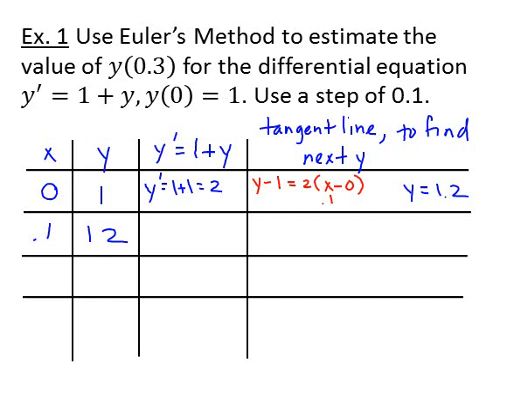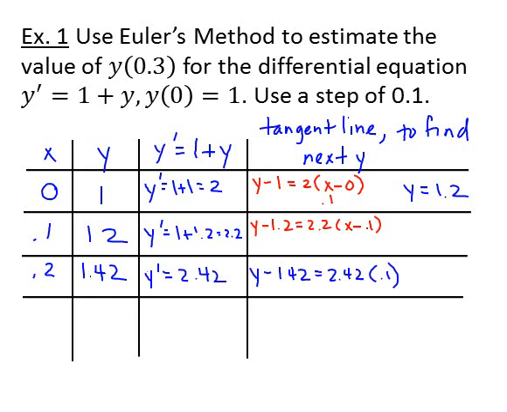So use these x and y values to calculate the slope of the second segment. Write an equation for the line that passes through (0.1, 1.2) with slope 2.2. The x value at the end of this segment is 0.2. Plug this into the equation of the line to find that the y is 1.42. Plug this into the differential equation to find the slope of the next segment, 2.42, and use the equation of the line through this point and having this slope to find the y value at the end of this segment.